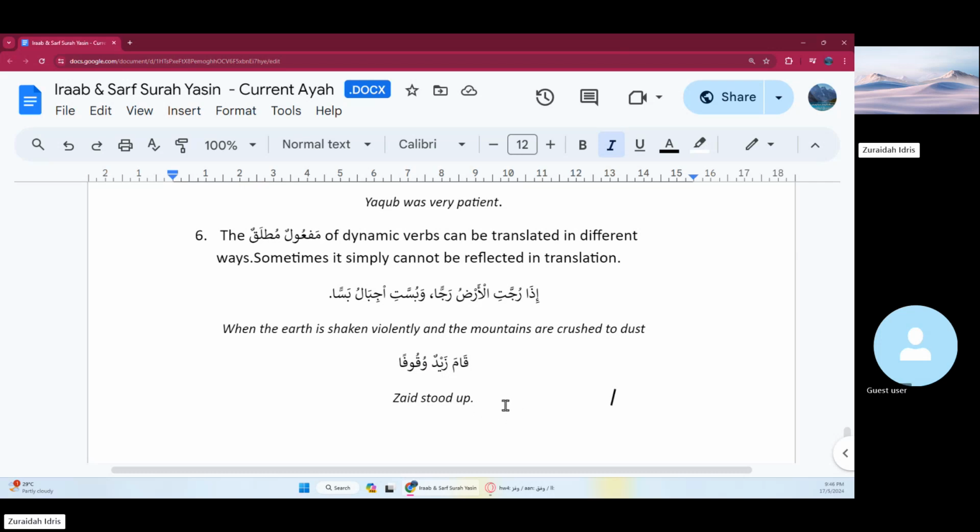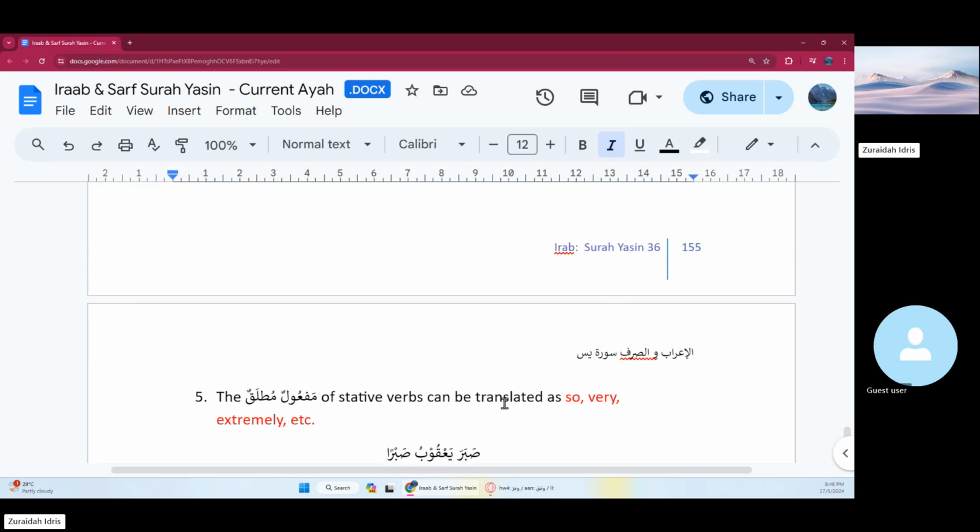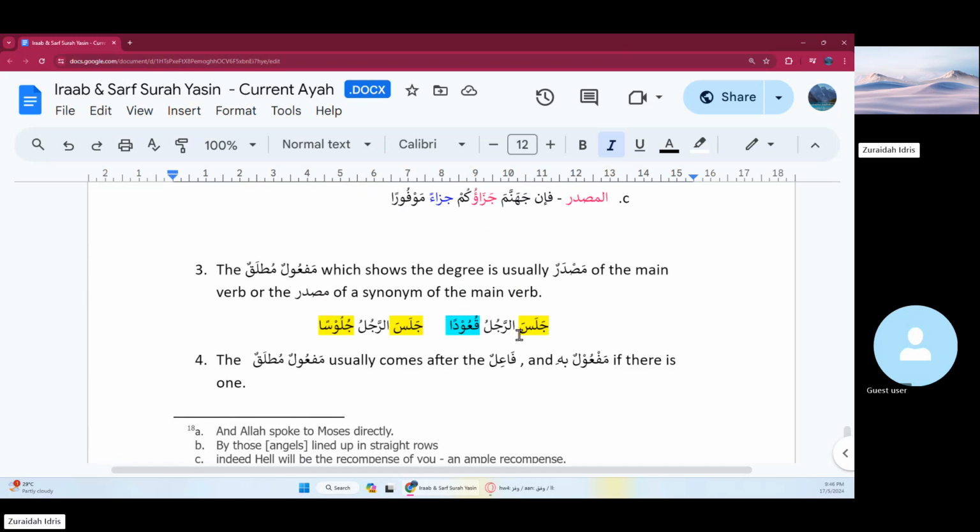So, Qama Zaidun wukufan. Maybe somebody came in and told him that somebody close to him had died, and he just stood up in shock or something like that. So it's very, very difficult to translate something like this, just like it was difficult to translate the sitting down. Or like in this case, you are told suddenly that your house has burned down or got swallowed up in an earthquake, and you're just so shocked you just sat down. You know what I mean? That sort of sitting down.